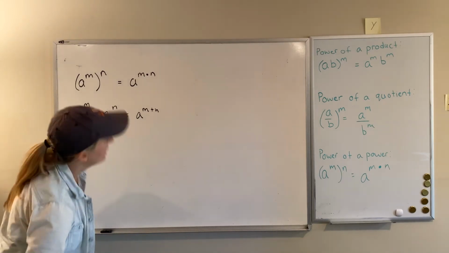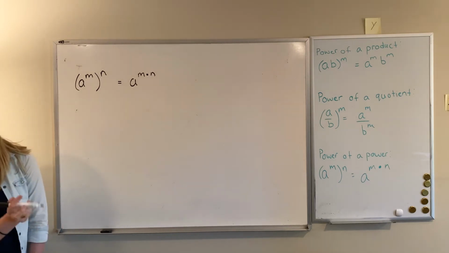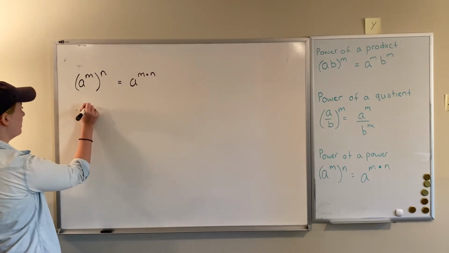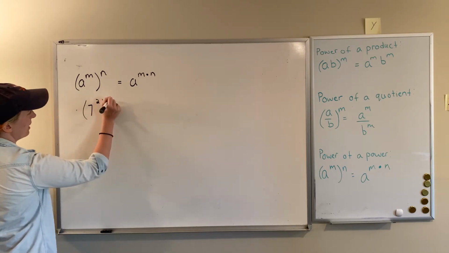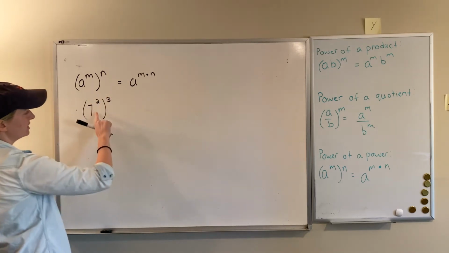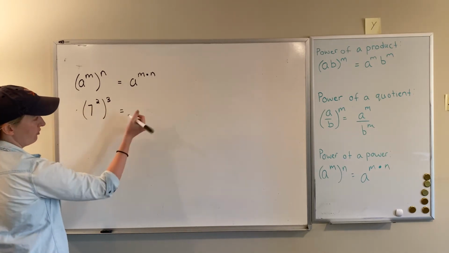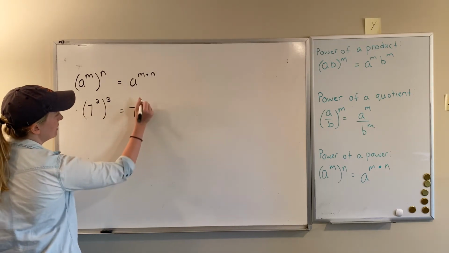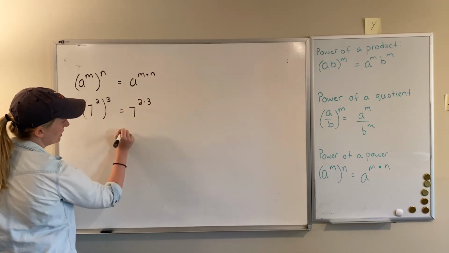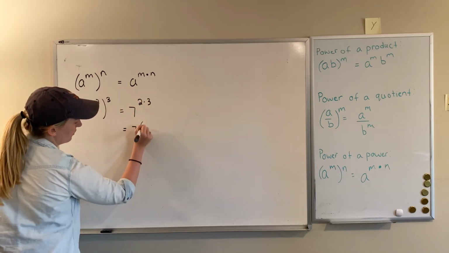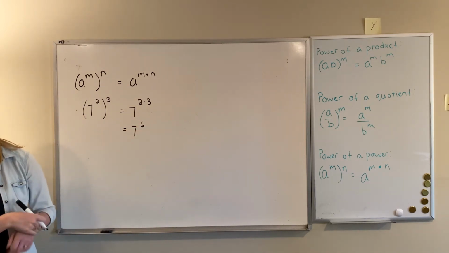So the example they give us then, still in the definitional box, is 7 squared being raised to the power of 3. Because you have 7 squared, a power being raised to a higher power, you have a power of a power, so that just means you multiply. 7 to the 2 times 3, so it becomes 7 raised to the 6th power. Let's look at example 3.